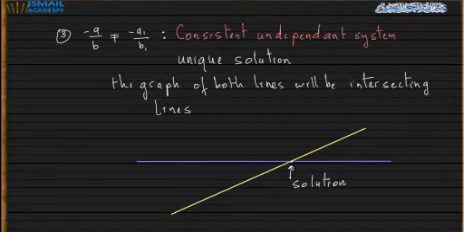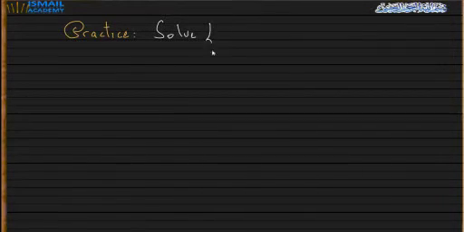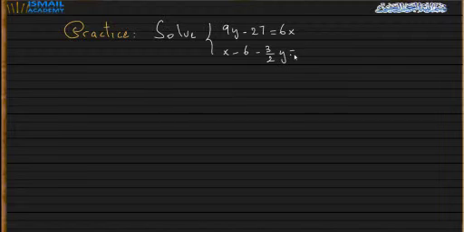So let's do some examples. Practice. Let's solve the first system. Solve 9y minus 27 equals 6x, and x minus 3/2 y equals 0.